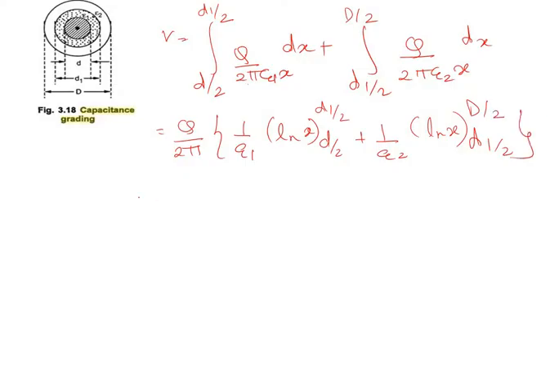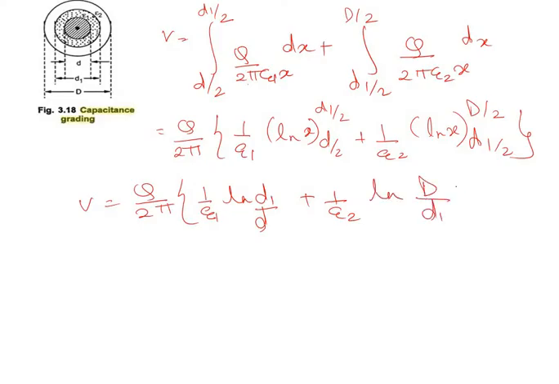Now V becomes q upon 2 pi times 1 upon epsilon 1 ln of d1 by d, this 2 cancels, plus 1 upon epsilon 2 ln of capital D by small d1. Suppose this is equation 1.